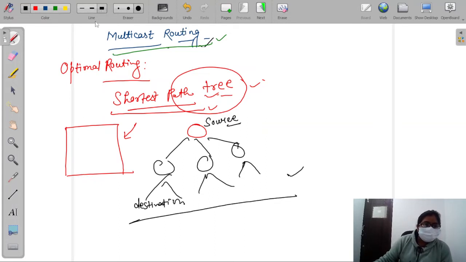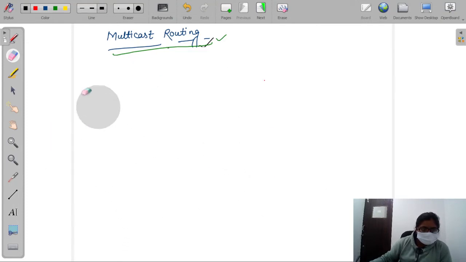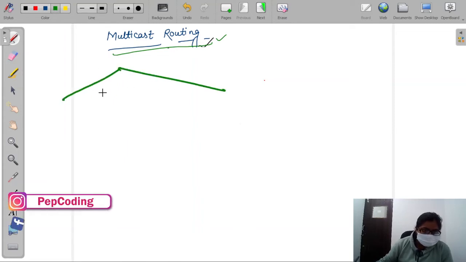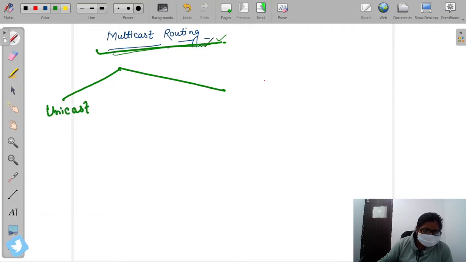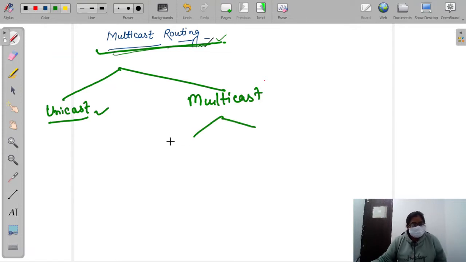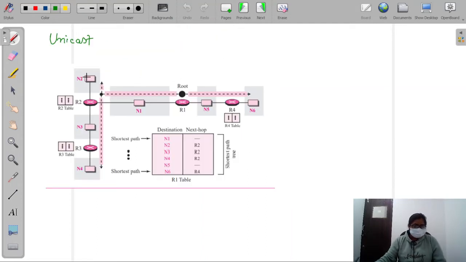Okay, so as we know, there are routers of various types. There are multicast routing and unicast routing; for unicast the routing is of a different type, and for multicast it is of a different type. And in multicast again there are two types. One is the source based tree, and another is the group shared tree.